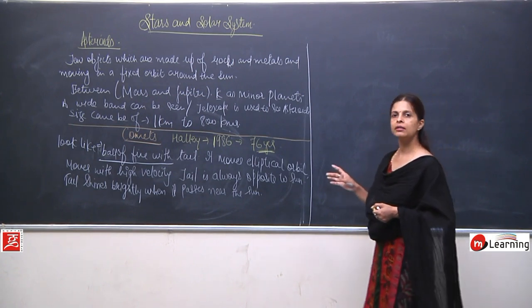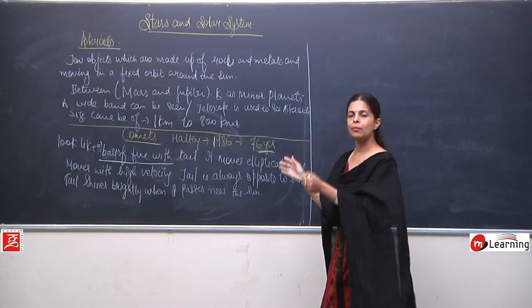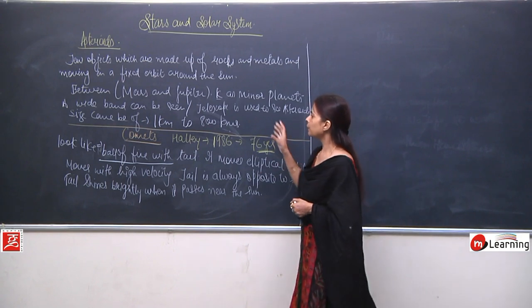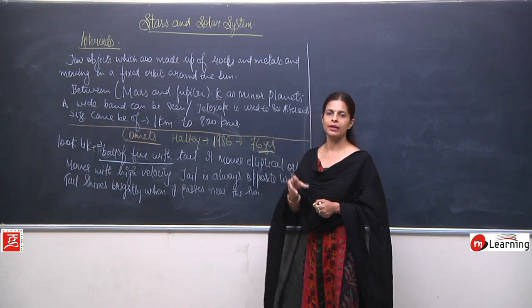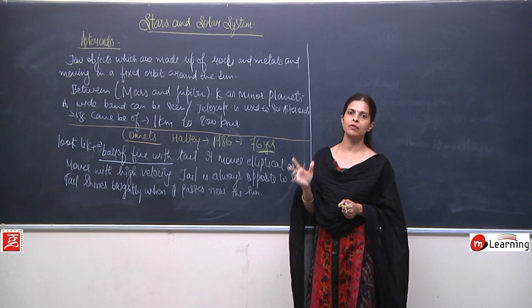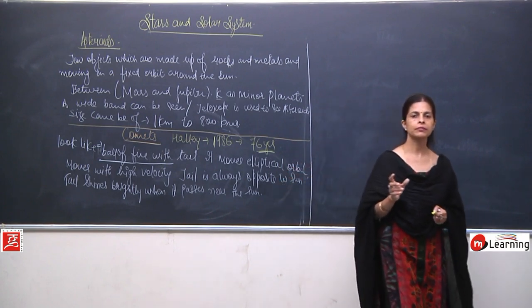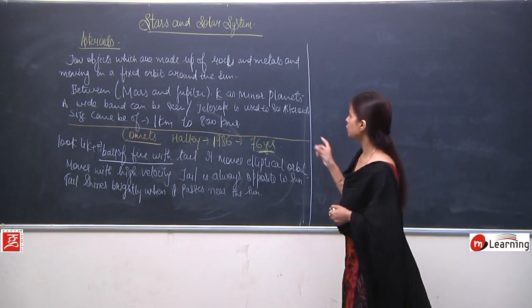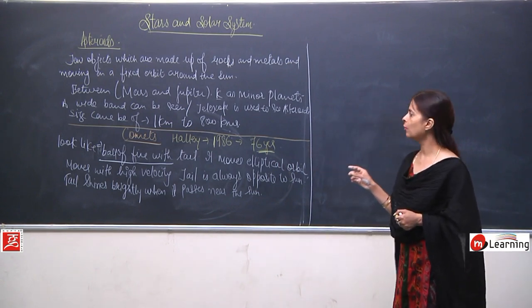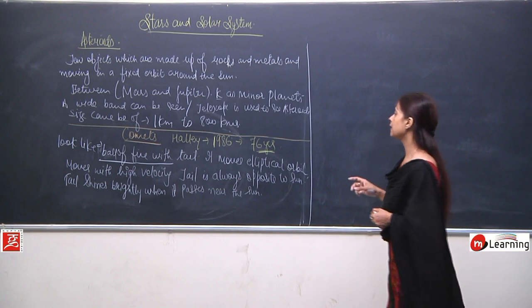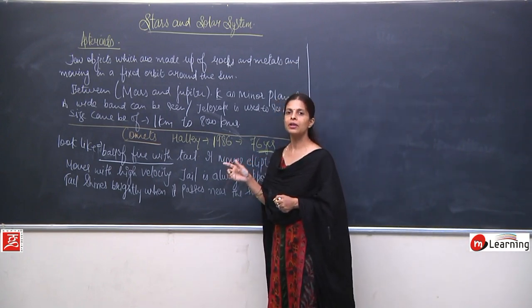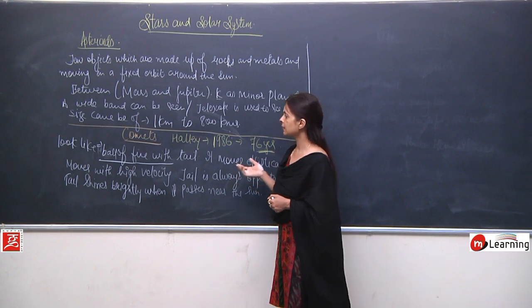So if we want to talk about the comet, what is there? These comets look like a ball of fire which is moving with very, very high velocity in the sky, and it has got an elliptical orbit. I showed what the elliptical orbit is, how it moves. And Halley comet is the comet which appeared in 1986 and will appear again after 76 years.